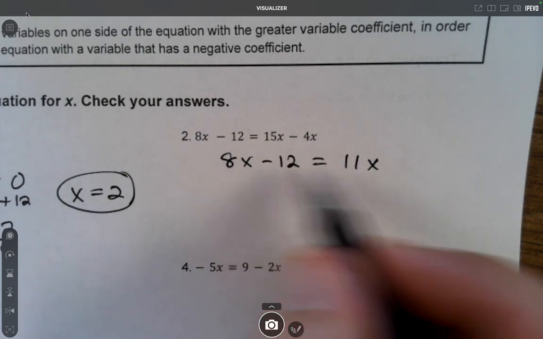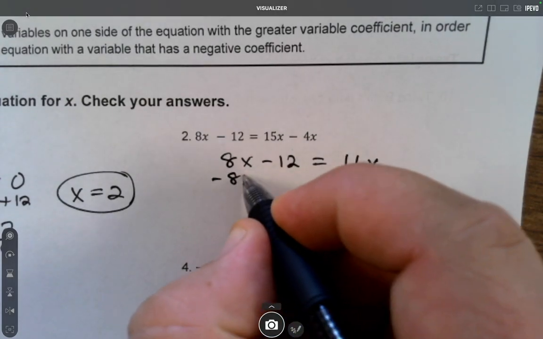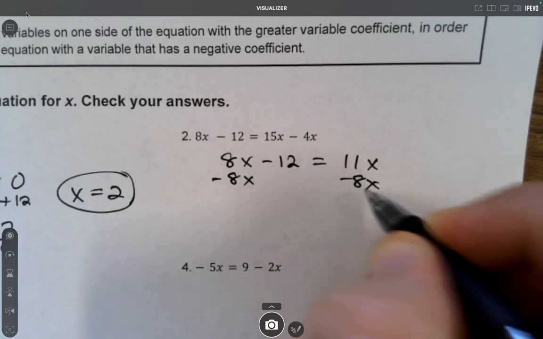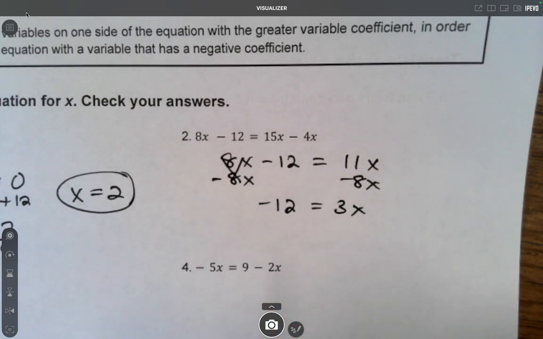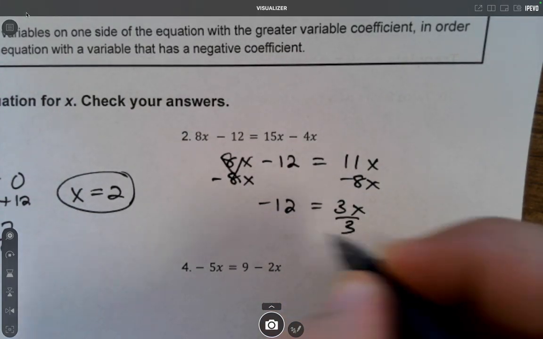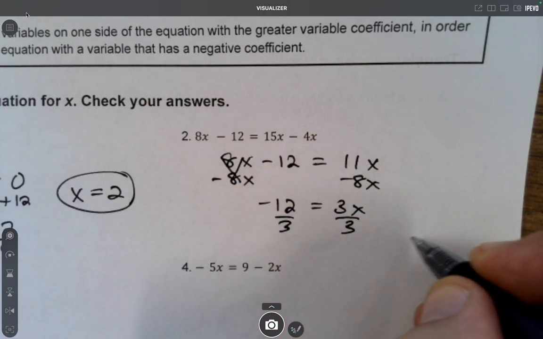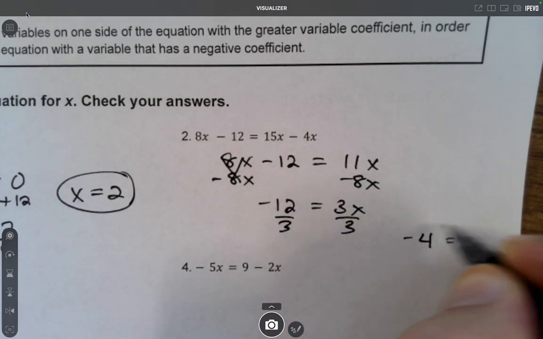So to combine the variables, I'm going to choose to subtract 8x from both sides. This is negative 12 equals 3x. Then to get x by itself, we divide both sides by 3. We get negative 4 equals x.